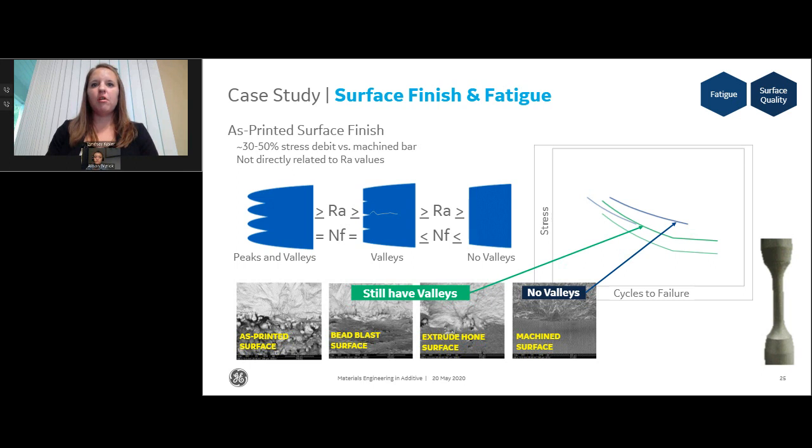If you don't remove all of the valleys, they serve as crack initiation sites. You can see that in the chart on the right, that your fatigue properties are still somewhat debited compared to a machined surface, even though you have reduced the Ra value. So as you're designing for your applications, it's important to keep in mind where your fatigue-limited locations are and how you'll need to process those locations to meet your requirements.